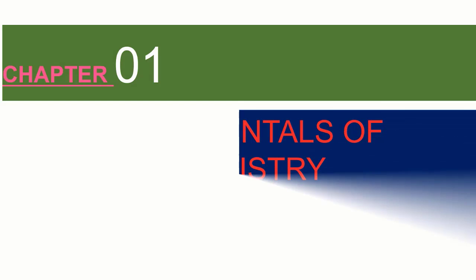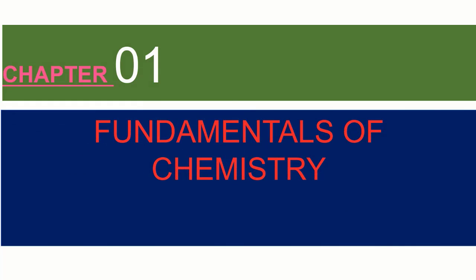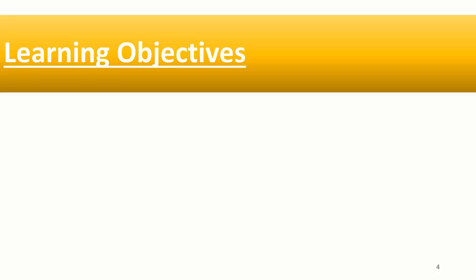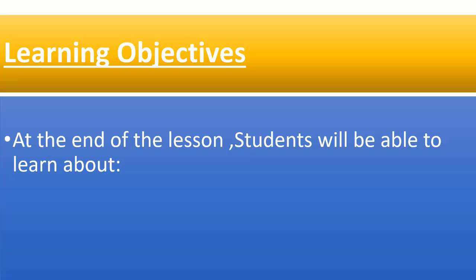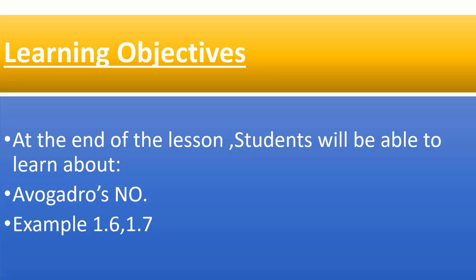Students, you are learning chapter number 1, Fundamentals of Chemistry. Let's have a look at the learning objectives. Dear students, at the end of the lesson, you will be able to learn about Avogadro's number and you will be able to solve example 1.6 and 1.7 of the chapter.